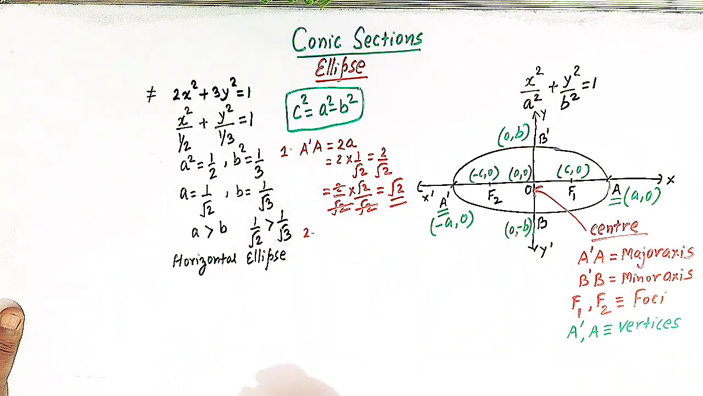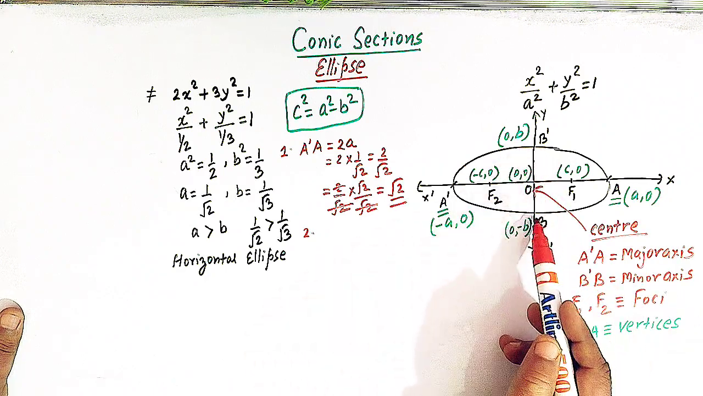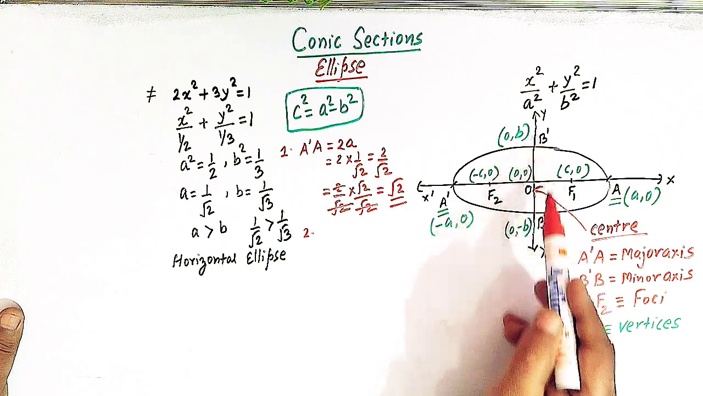Let us find out the length of minor axis. So the length of minor axis is given by this line segment, that is b dash b.